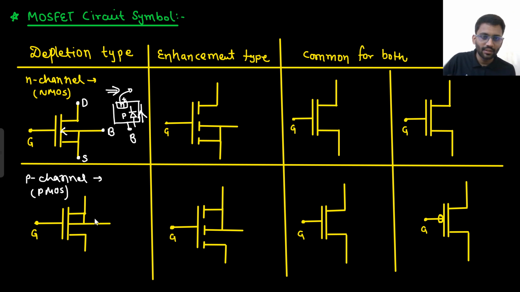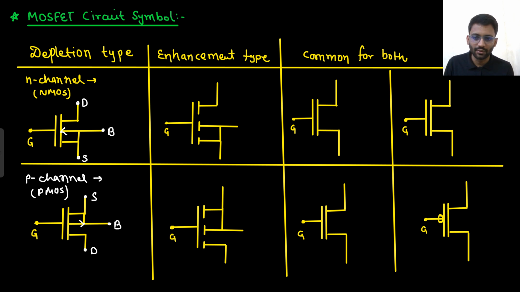And in case of PMOS, this will be the direction. This will be body, this will be source, and this will be drain. Here it is shown that source and body are shorted, because in both PMOS and NMOS we keep source and body shorted. You can also make it like this, not shorted, but generally we make source and body shorted. So generally you will find it like that: drain, source, gate, body.